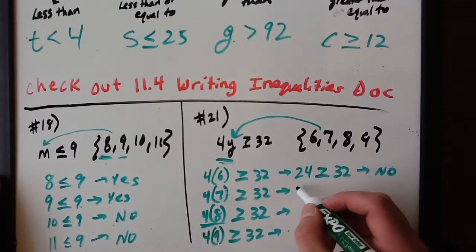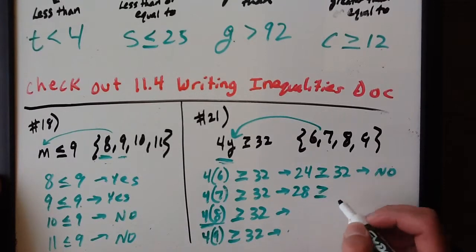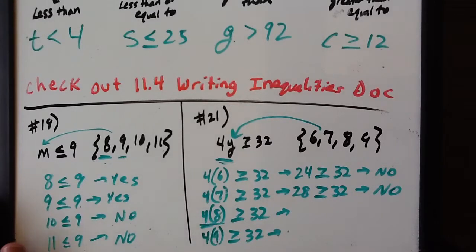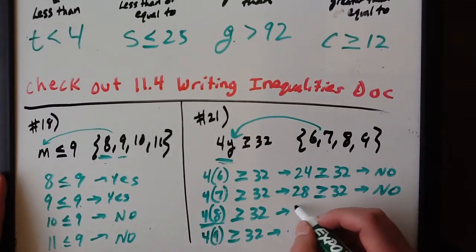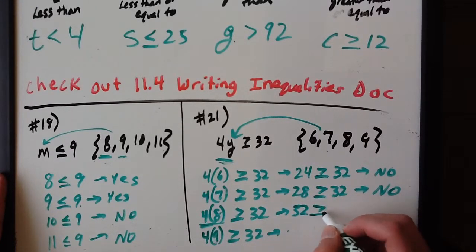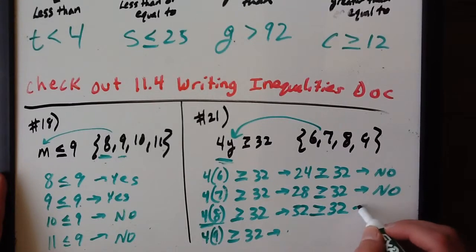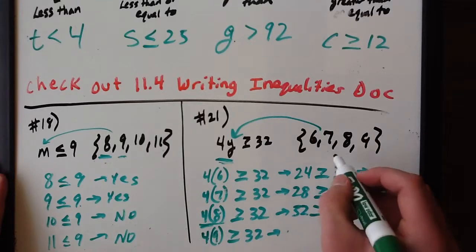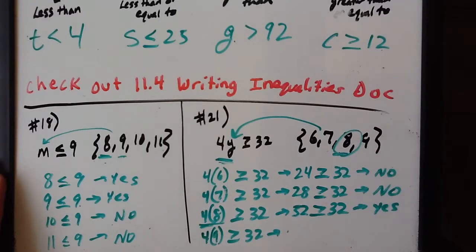What about 4 times 7? That's 28. Is 28 greater than or equal to 32? No, same thing as 24. It's less than, so it does not satisfy the inequality. What about 4 times 8? 4 times 8 is 32. Is 32 greater than or equal to 32? Yes, it is. It's not greater than, but it is equal to, so 8 is a solution to the inequality.